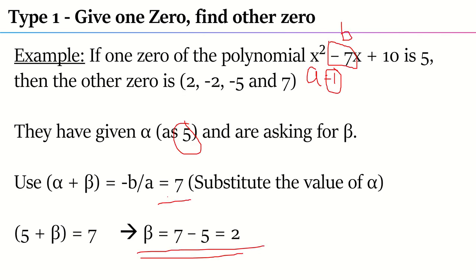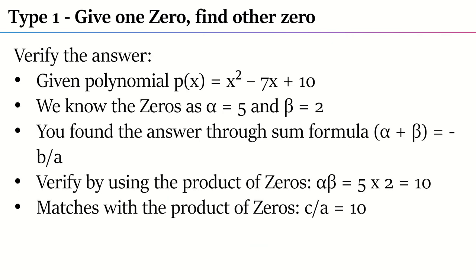There is one way to validate this answer also. It's always better to validate, right? Given this polynomial, now you know both the zeros, alpha and beta. You are only going to find out whether this value of beta, 2, is correct or not. Earlier, to solve this problem, you used the sum formula, alpha plus beta is equal to minus b by a. Now let us use the product formula to verify the answer.